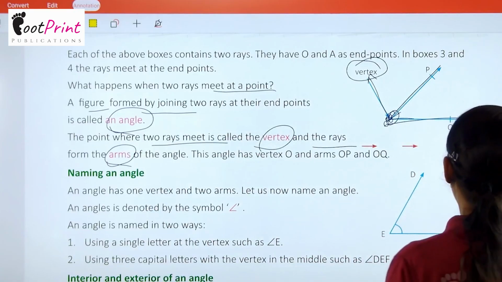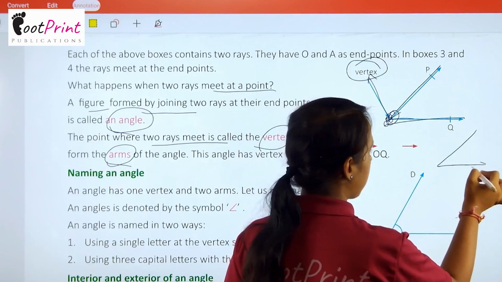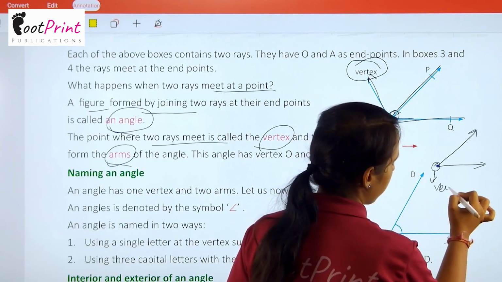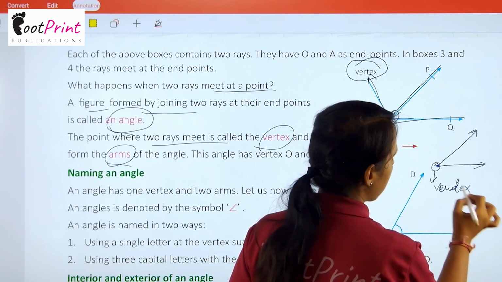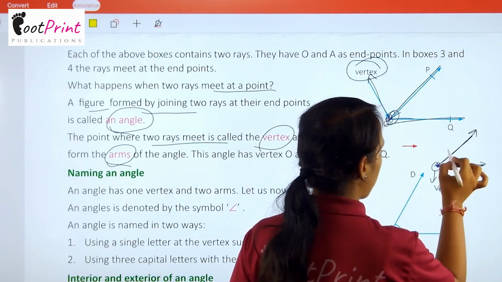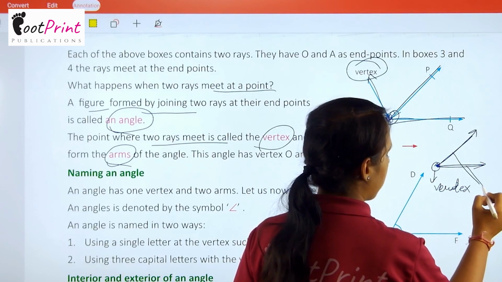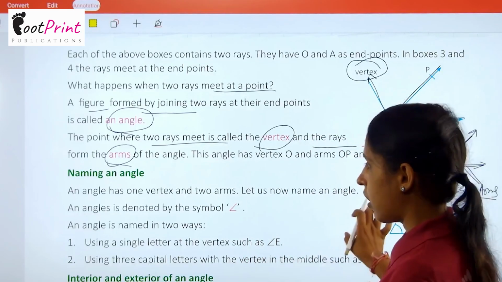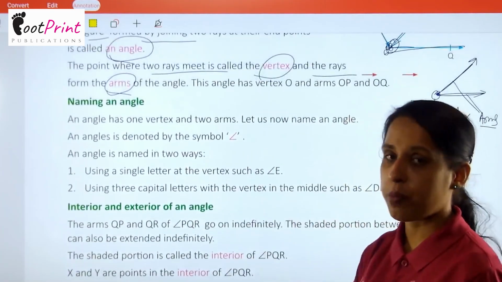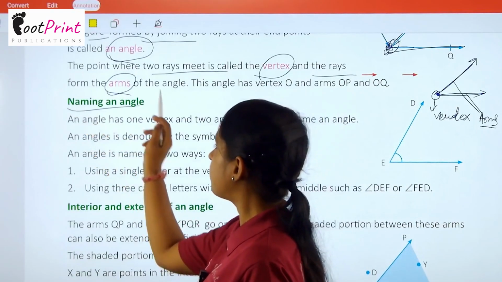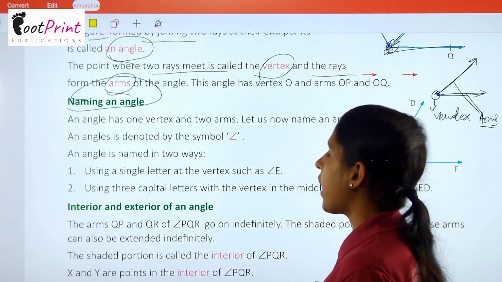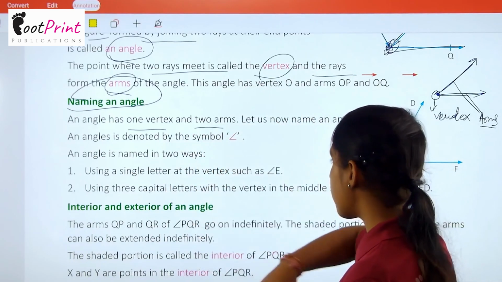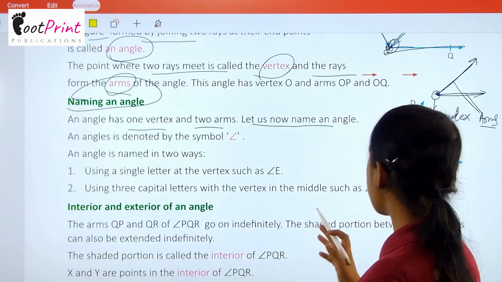Okay, so if we draw an angle like this, this point is called vertex and these 2 rays, 1 and 2, are called arms. We call them arms of an angle, vertex of an angle. Then naming an angle, how we name an angle. So an angle has 1 vertex and 2 arms. We already discussed about it. Let us now name an angle.